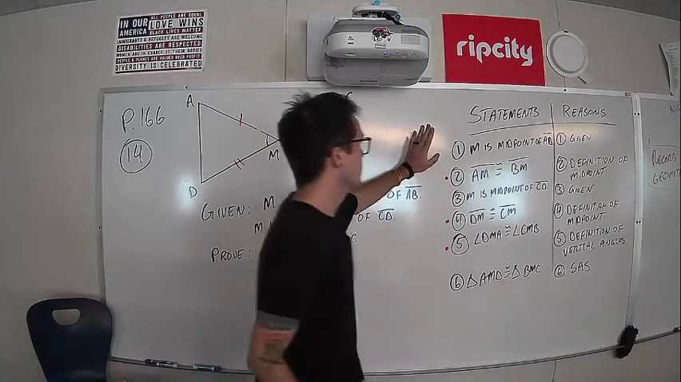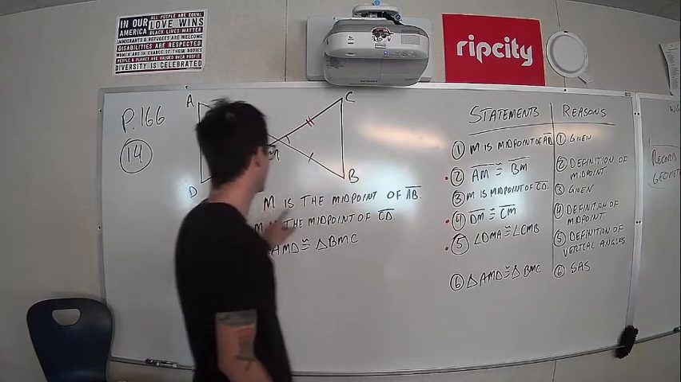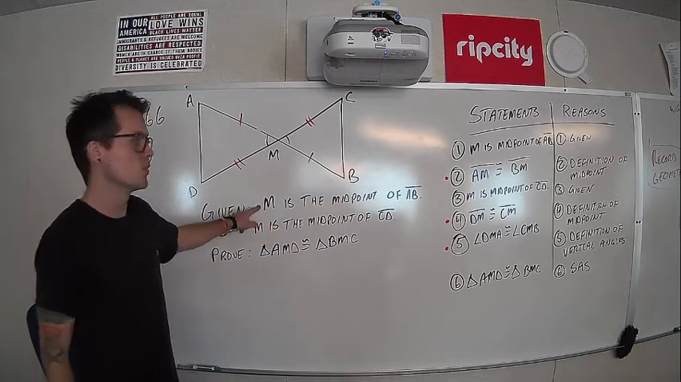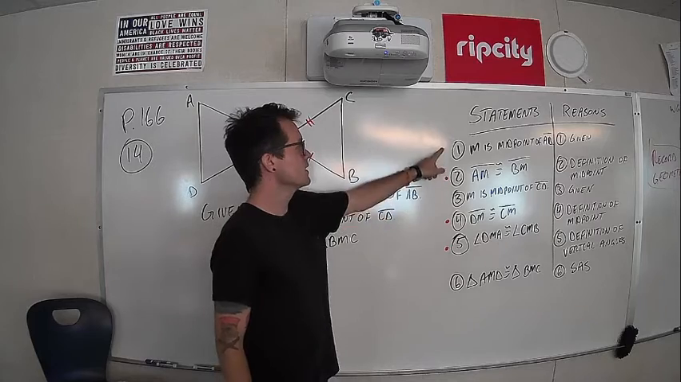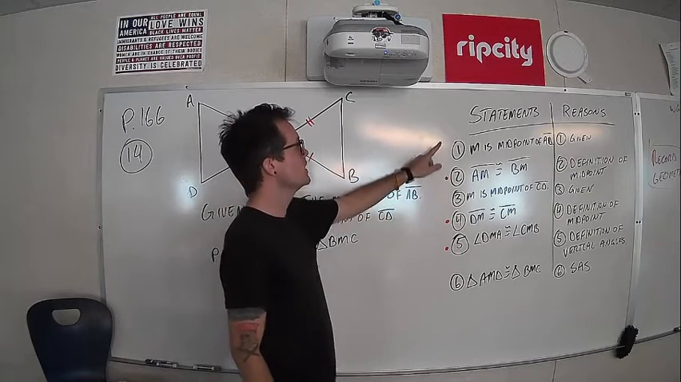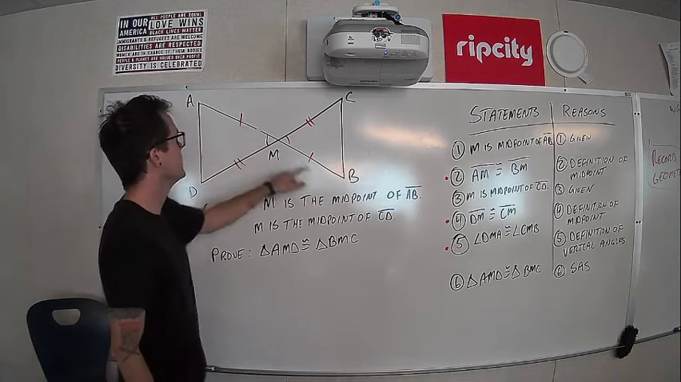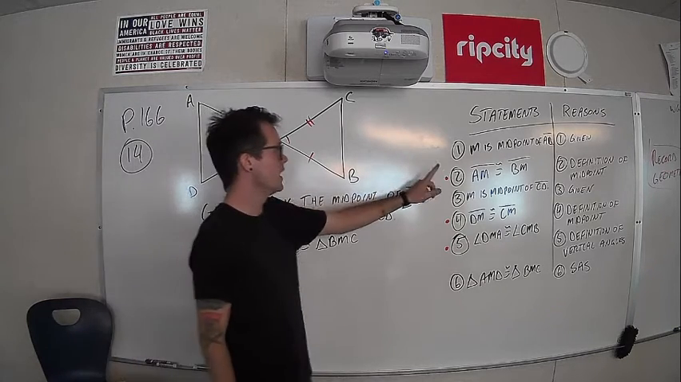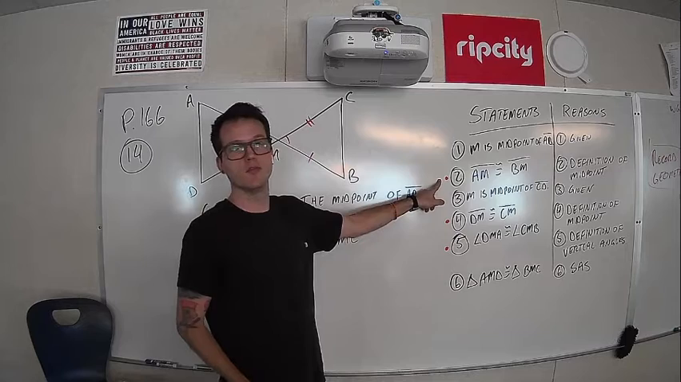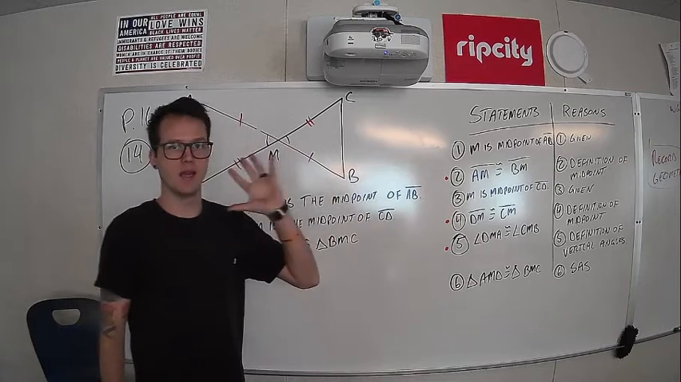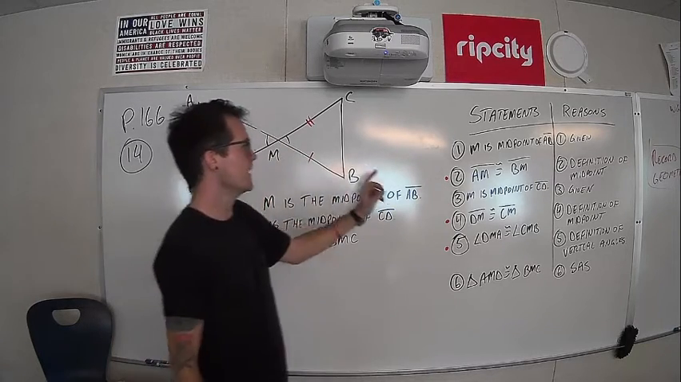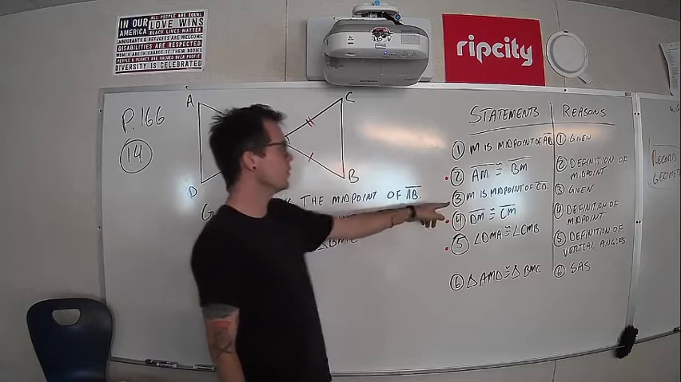I started with step one, M is the midpoint of AB. That was given information. Didn't do any math, just wrote it down. Step two, it's an immediate consequence of step number one. Because M is the midpoint of AB, then AM and BM must be congruent sides. I put a little red dot by that because that's one of the three pieces of information that I need to prove. Next, step three, M is the midpoint of CD.